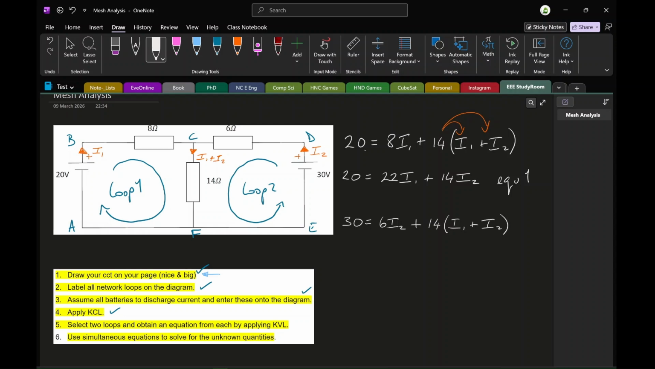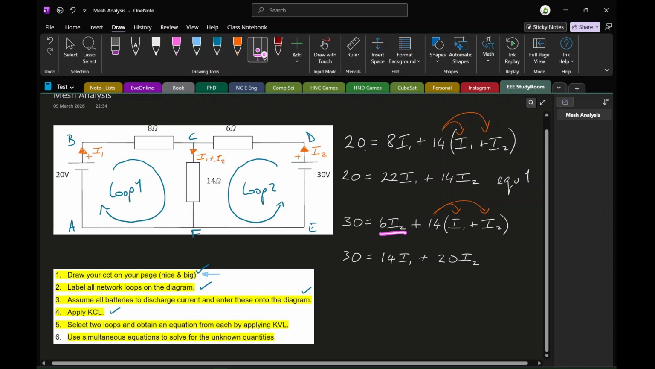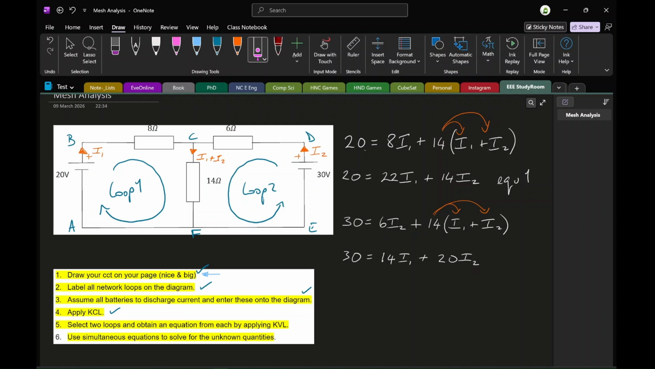Multiplying out the brackets and then gathering my like terms, I get 30 is equal to 14I1 plus 20I2. So all I've done there is multiply out the brackets again, and I've taken 14I2 and 6I2 and added them together to get 20. And then to keep everything nice and neat and in order, I've put my I1 term to the left. I've just automatically moved that over. You could add that as an extra step if you want to.